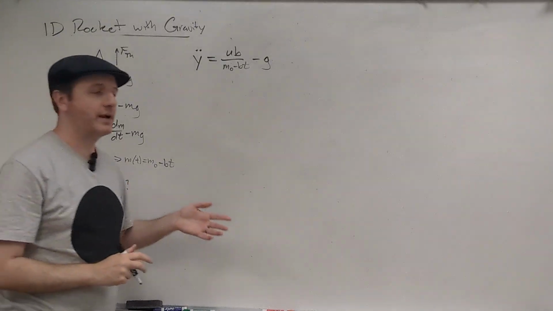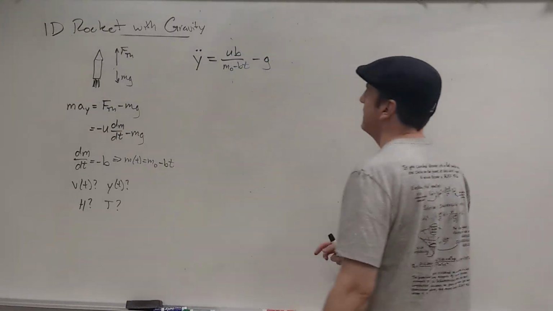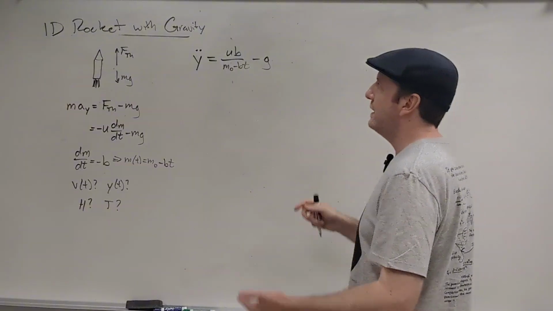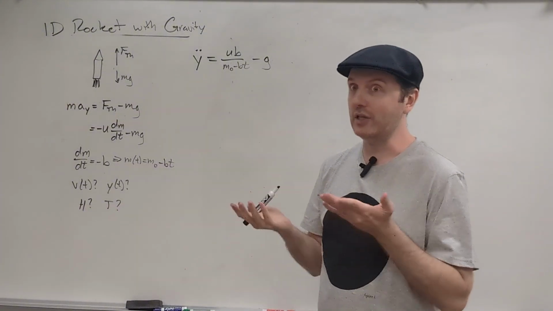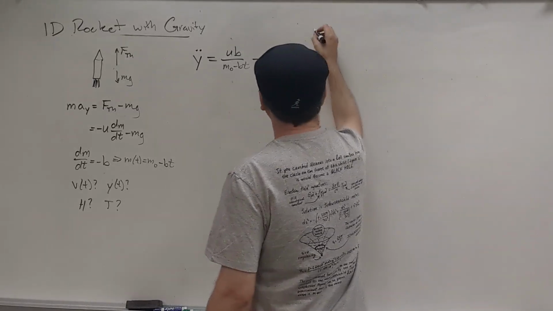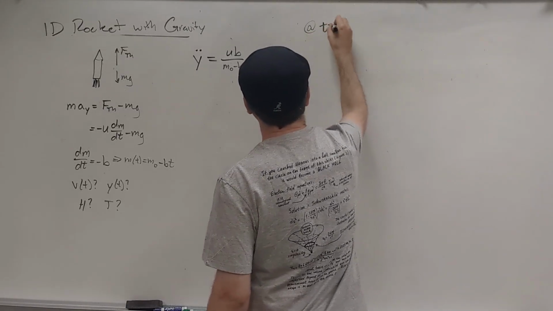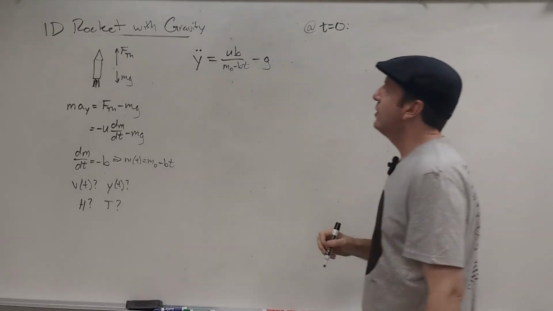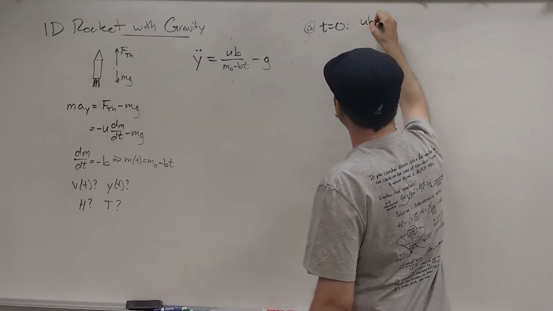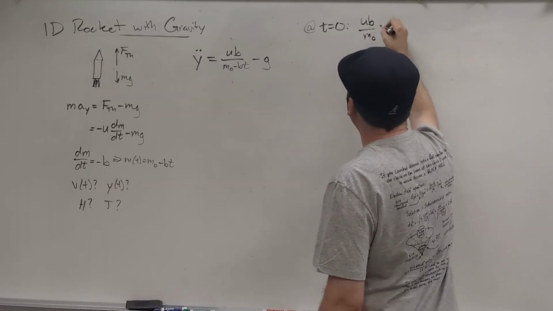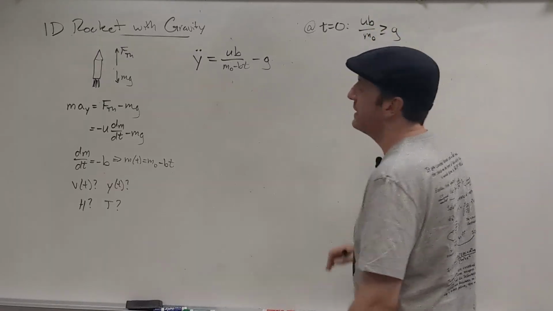The very first thing we should recognize here is that, well, initially, the thrust needs to be large enough to actually get it to lift off the ground. So we'll just note that over here. At time 0, we need to have this greater than 0. ub over the initial mass has to be greater than or equal to g.